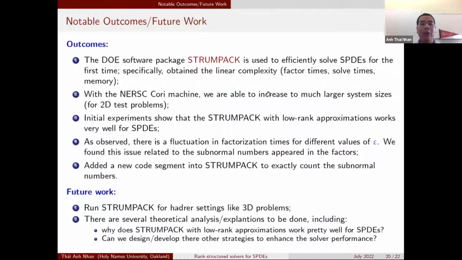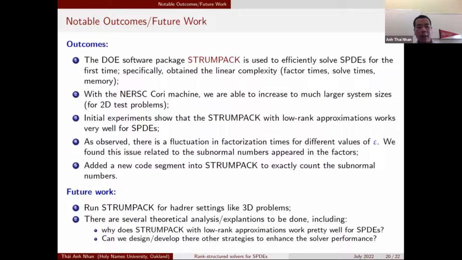I list a few outcomes here. This is the first time we applied the multifrontal solver under the STRUMPACK package to solve the problem, using the supercomputer from the lab. The initial experience is that the low-rank approximation with the multifrontal method works very well. We also added a new feature to STRUMPACK: we are able to count the subnormal numbers that appear in the factors of the multifrontal method, with help from Peter, which is great, so that we can look at the factors more clearly to explain things.